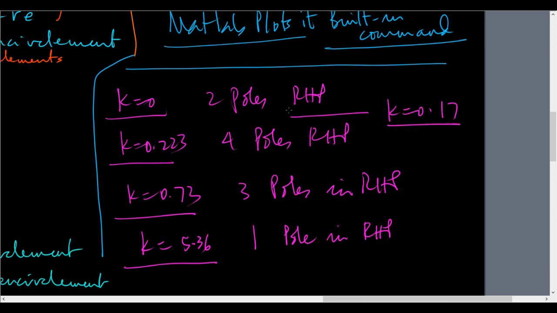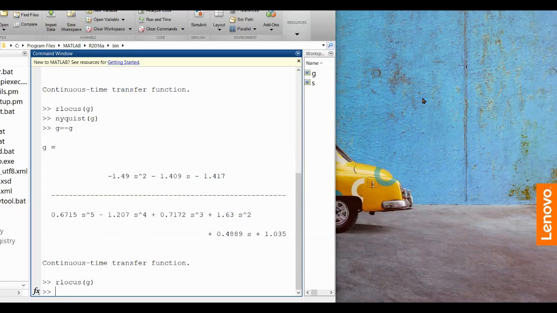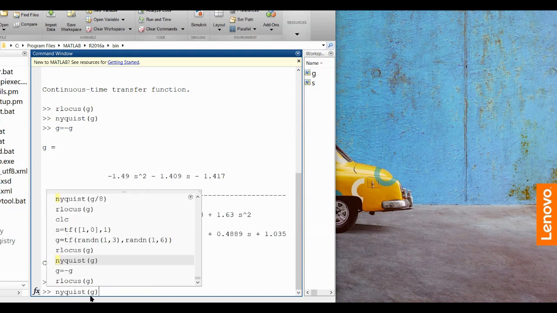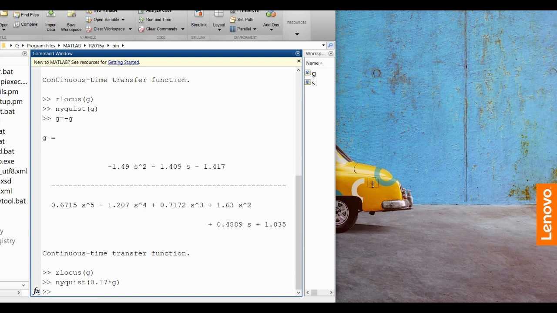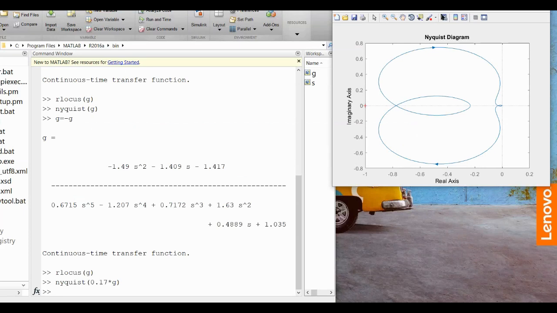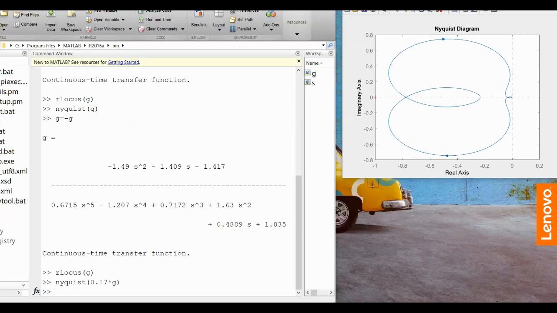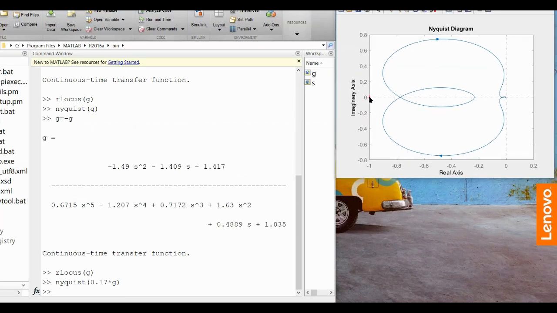We have started with 2 poles in the right half plane. That is the open loop system. We know how that behaves. So let us do the Nyquist of 0.17 times G, and when we look at the Nyquist plot, you will see this plus here is -1. There's a small red plus here, no encirclements, so no problem. That means no change. The number of closed loop poles is equal to the number of open loop poles.